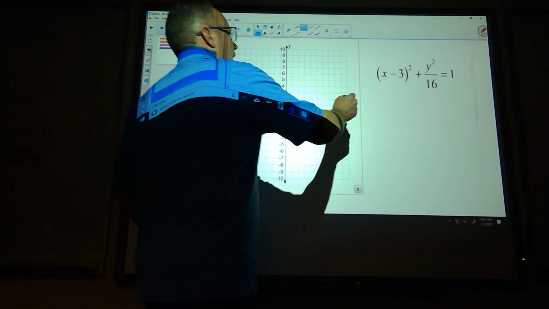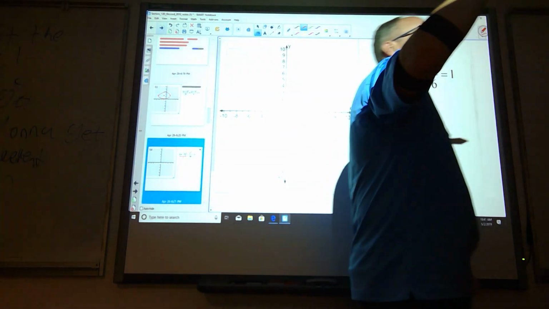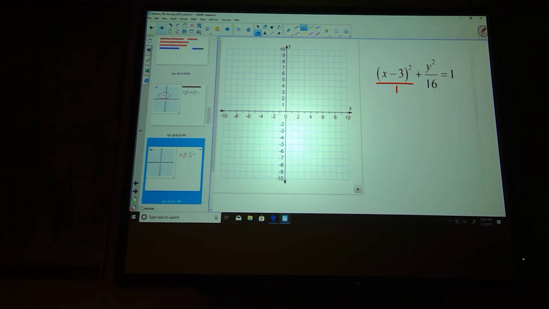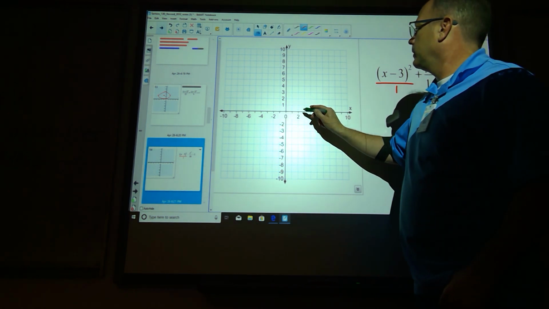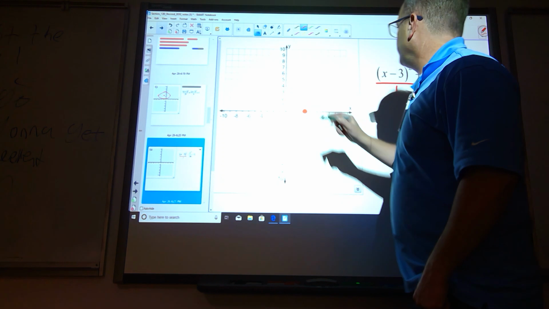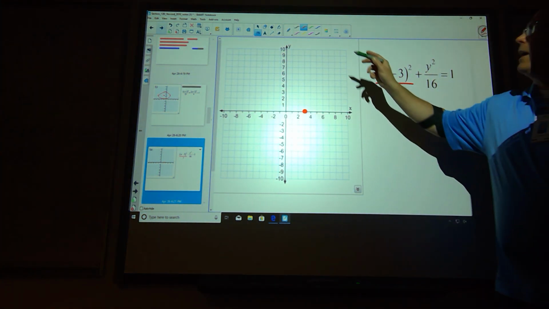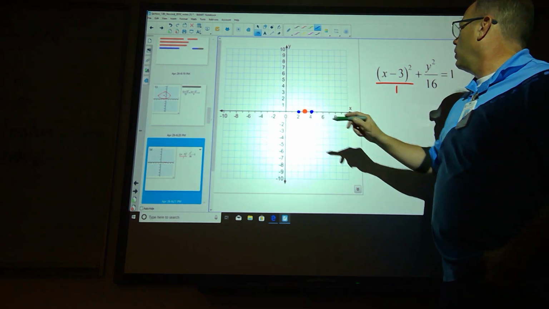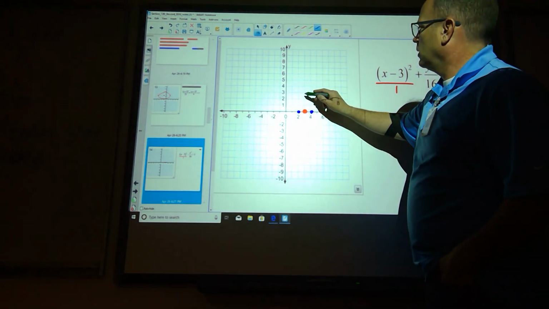So, things I need to recognize. Over 1, yes? Over 1, yes? Does it shift right, left, up, or down, or both? Right 3. It only shifts right 3. So how far am I going in the x direction? 1, 1. How much should I go in the y direction? 4.